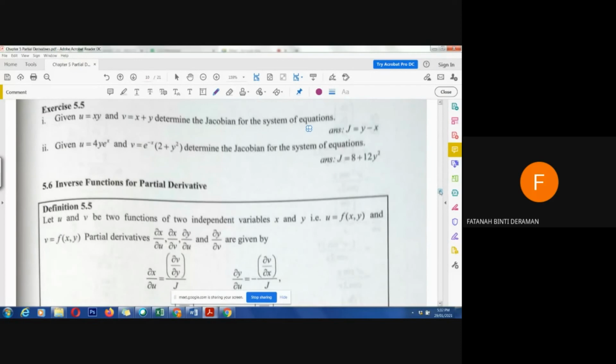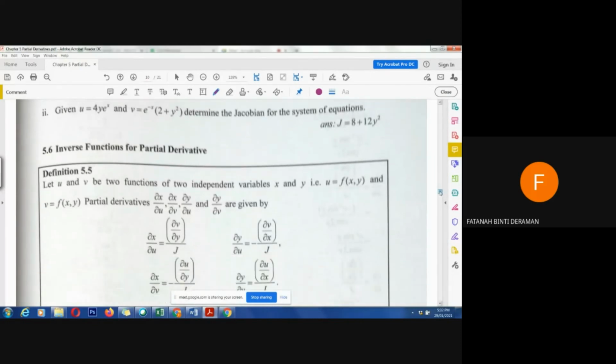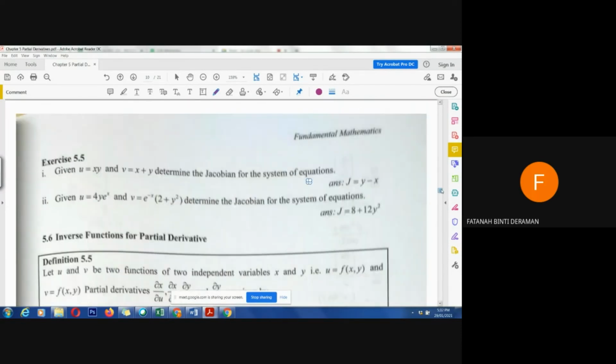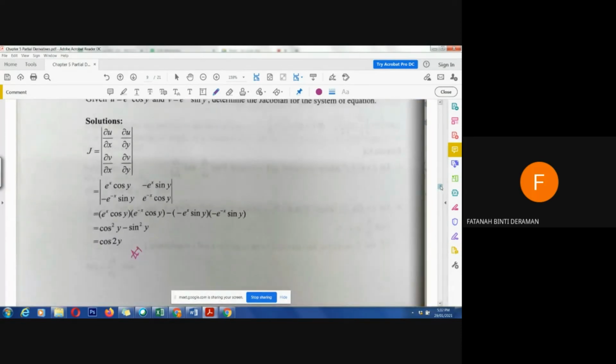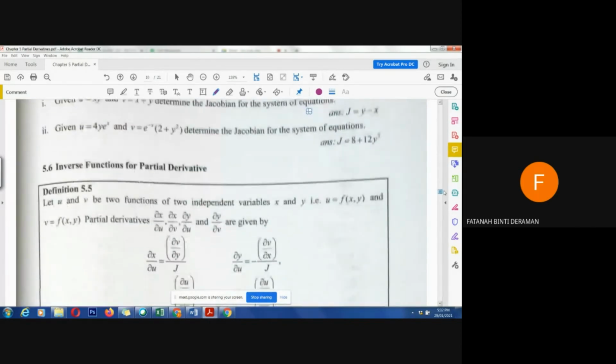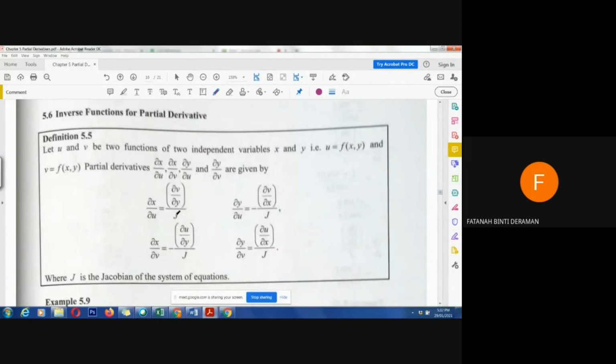Okay, inverse function for partial derivative. So we will get the inverse function from this formula. We have dx du, dv dy over J. What is J? J is the determinant of the function. Here we call it the Jacobian, but in matrices we call it a determinant. They will expect us to get the Jacobian. So to get the inverse, we need to use this function.